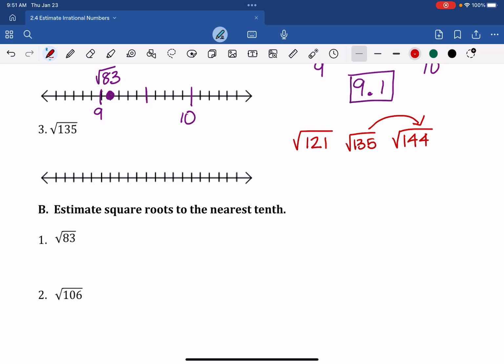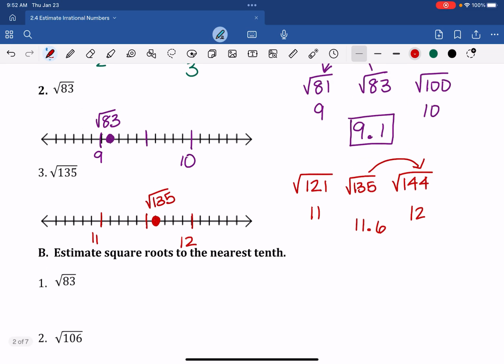So I'm going to estimate that the square root of 135, let's go with like 11.6. Okay, it's in between 11 and 12, but it's a little bit closer to 12 than it is to 11. So I'm going to put that here on my number line. There's 11, 1, 2, 3, 4. Okay, so 11.6 is about right here. So that's going to be the square root of 135.